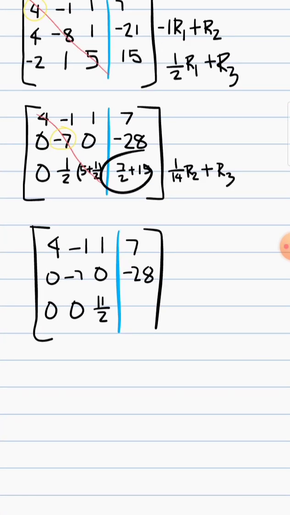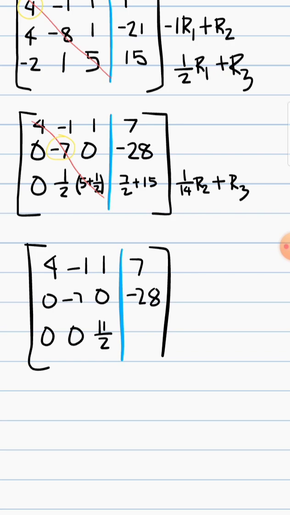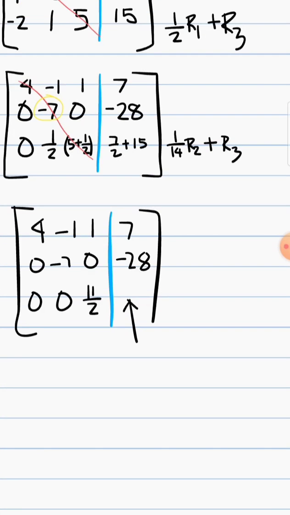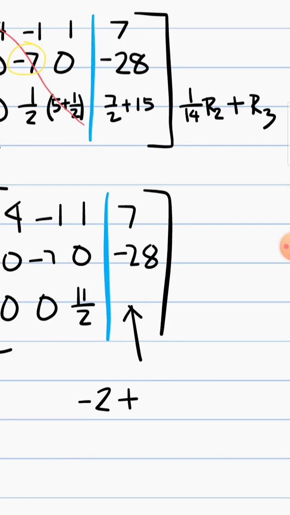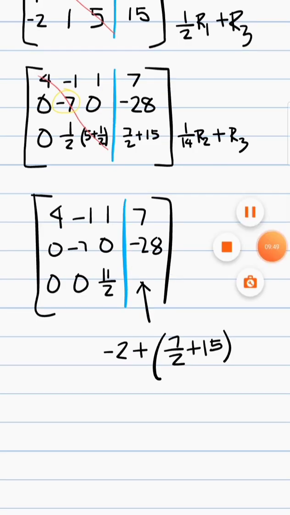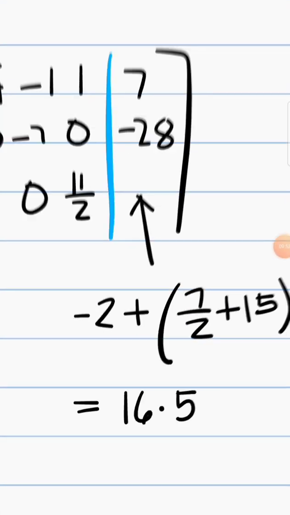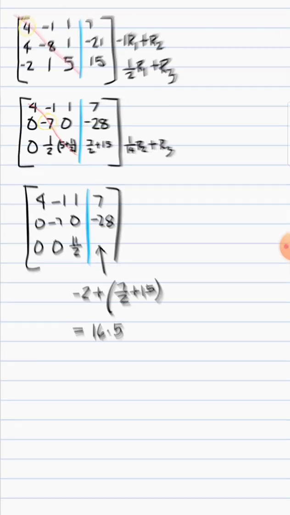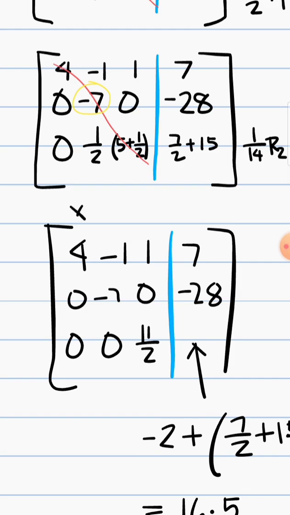And then here, negative 28 over 14 is negative 2. So here our value is negative 2 plus this value in row 3, 7 over 2 plus 15. So this is equal to 16.5. Now we've got our equations for x, y, and z.